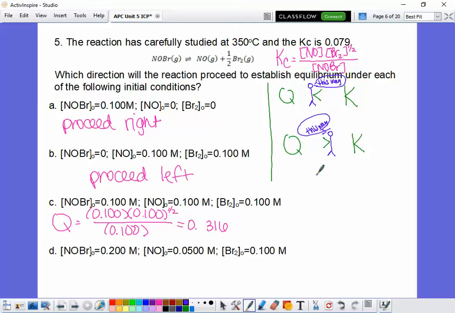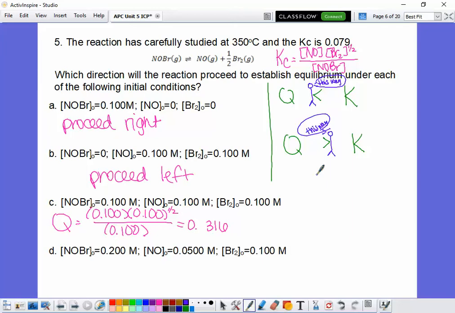Thanksgiving cobwebs. When you divide something you get the quotient, when you multiply something you get the product. Yeah, those elementary school words. All right, so when you divide things you get a quotient. So we need that overall value to increase when Q is less than K. That means we're going to have to increase the amount of products, increase that top number. So we're going to proceed towards the products in order to make more of them to reach the equilibrium constant.